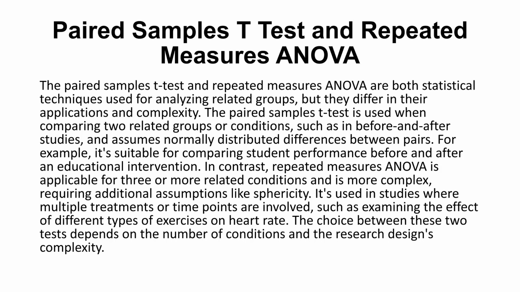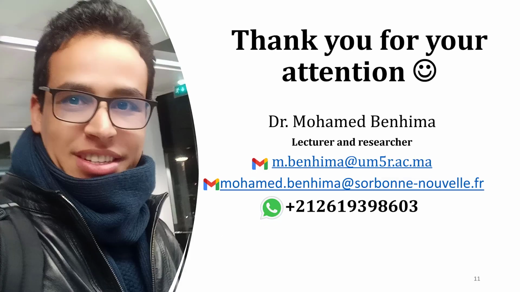And the difference again when it comes to assumptions: the paired samples t-test is based on normality, whereas repeated measures ANOVA is based on assumptions like sphericity and other assumptions. So let's just move to species.